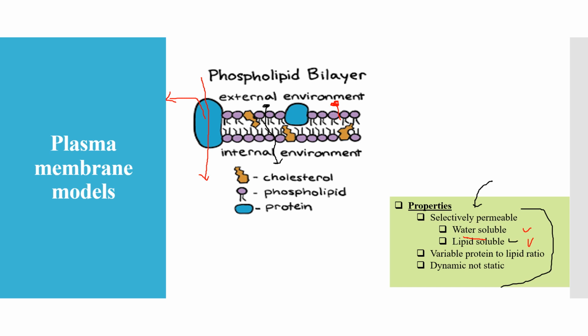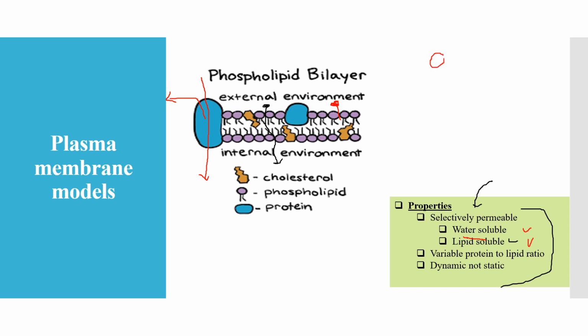The next property is the variable protein to lipid ratio. In the unit membrane model and the sandwich model, the scientists did not explain this point, the variability in the protein to lipid ratio, but Singer and Nicolson explained the variability in the protein to lipid ratio, and how the protein to lipid ratio is variable in the fluid mosaic model.